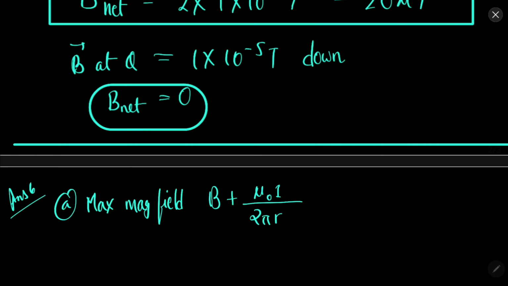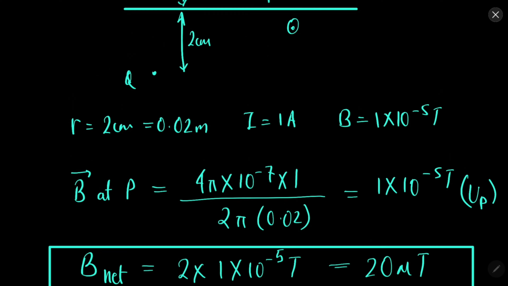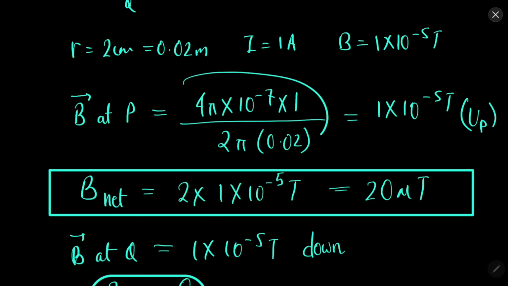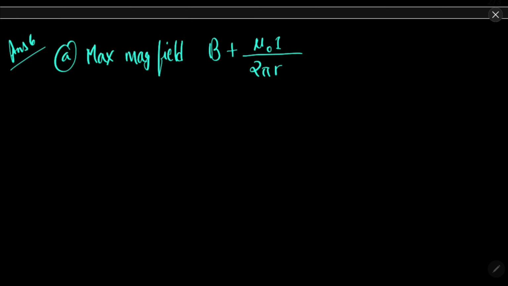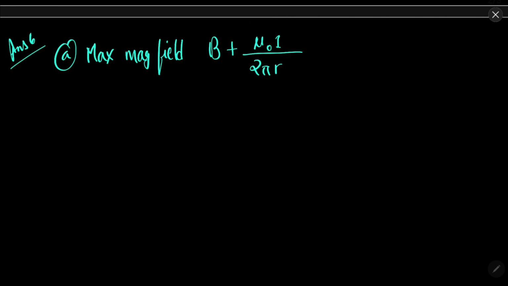So the maximum magnetic field will be B plus mu naught I over 2 pi r. Just like here, what happened is that the magnetic field due to current plus the magnetic field externally that was given. So this is the external field and that is due to the current. So they will add up to give us the maximum value. So this is along the left.